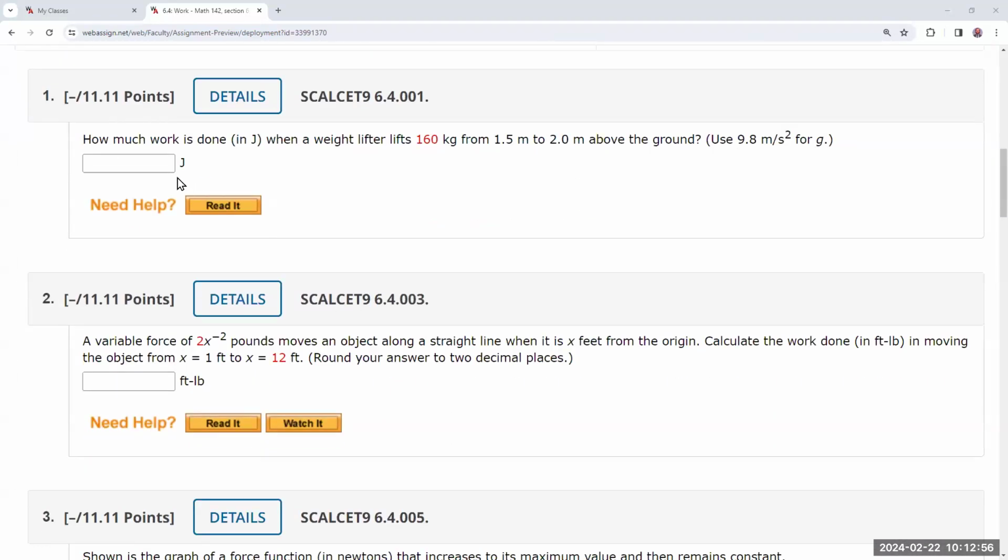Looking at the first question here: how much work is done in joules when a weightlifter lifts 160 kilograms from 1.5 meters to 2 meters above the ground? The important fact is that the lifter has increased the distance above the ground by 0.5 meters.